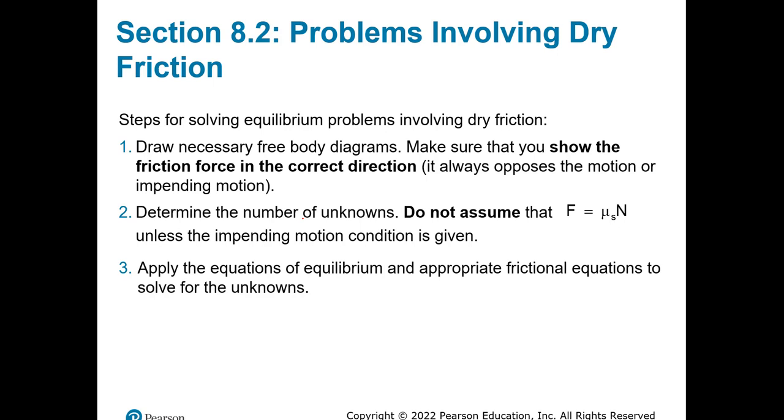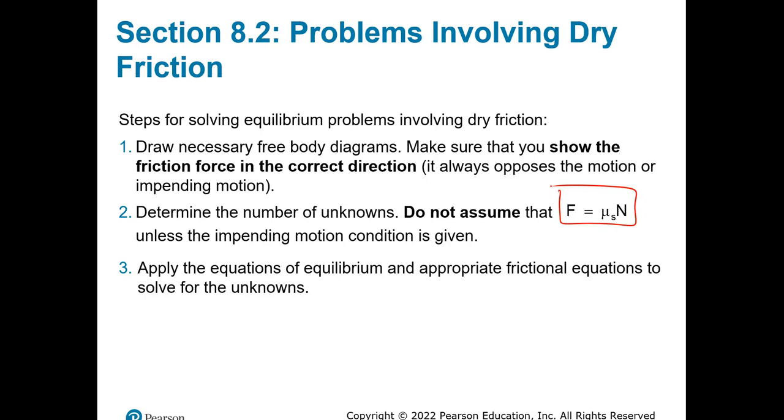At first we need to draw the necessary free body diagrams, and we need to make sure that we show the frictional force in the right direction. Remember that it will always oppose the motion, or tendency of motion. Then we need to look at the free body diagram and determine the number of unknowns. We cannot assume that the frictional force will be calculated at its maximum, remember, unless you've been told or something like that.